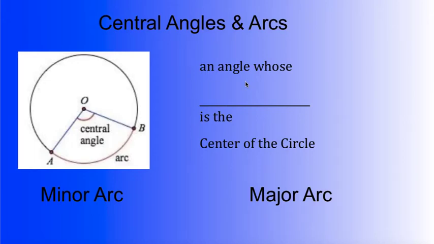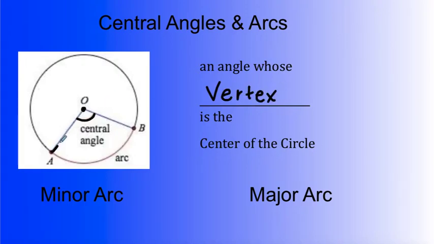Hey guys, so today we're going to be talking about central angles of circles and arcs. And these might be some new words for us. So first of all, let's talk about a central angle. A central angle, so this is a central angle, and this is circle O. It's labeled O. A central angle is an angle whose vertex is the center of the circle.